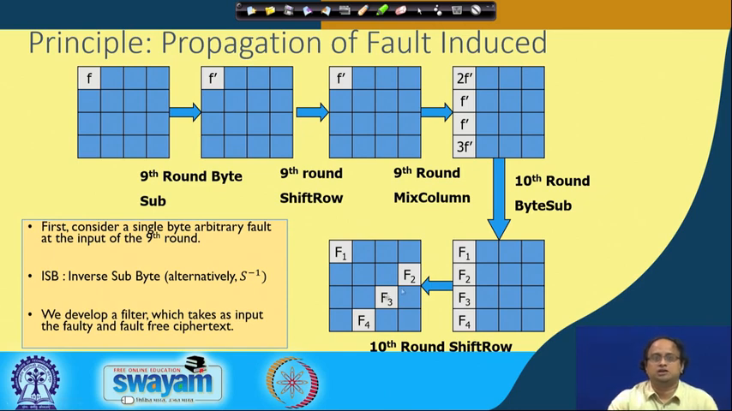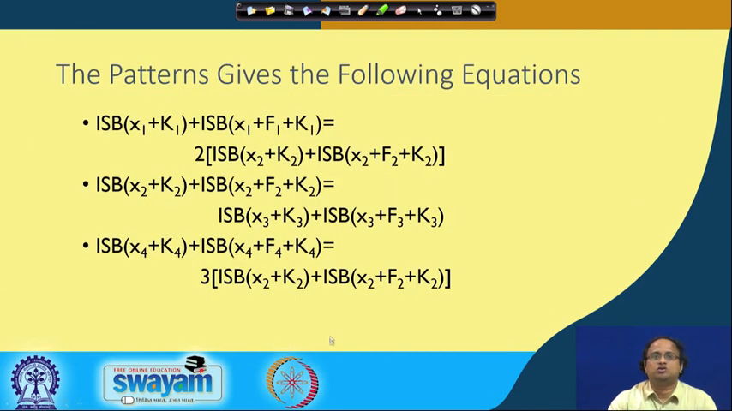You can imagine that what we will try to do is work backward. Suppose your correct ciphertext is x1 and your faulty ciphertext is x1 plus f1, remember that the differential is f1. We will make a guess for the corresponding key. The key in one case is k1 and in the other case is also k1, because you are operating on the same key in both the correct ciphertext and the faulty ciphertext.